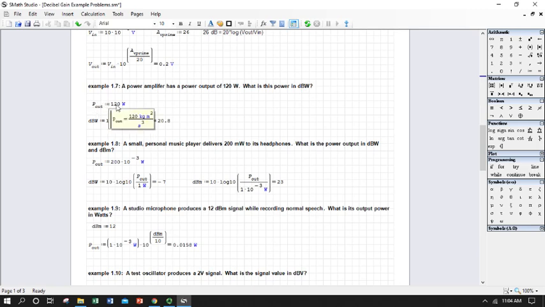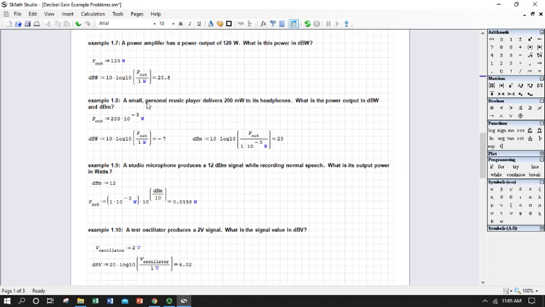My P out is 120 watts and my reference is 1 watt. So my dBW is just my decibel expression, which is 10 times log base 10 of my ordinary ratio. So my power out is 120 watts divided by 1 watt, which is 120. So 10 times log base 10 of 120 is 20.8. So I can say 20.8 dBW, or I can say 120 watts, and I've said the same, or equivalent, thing.